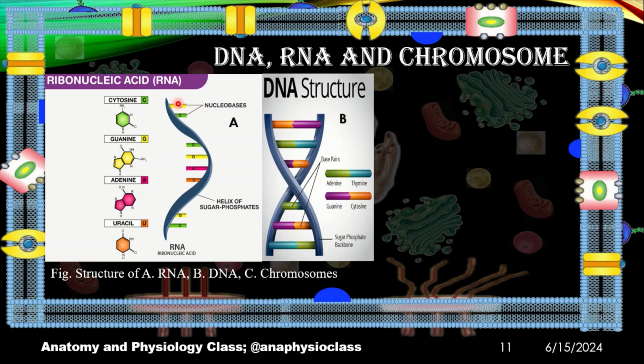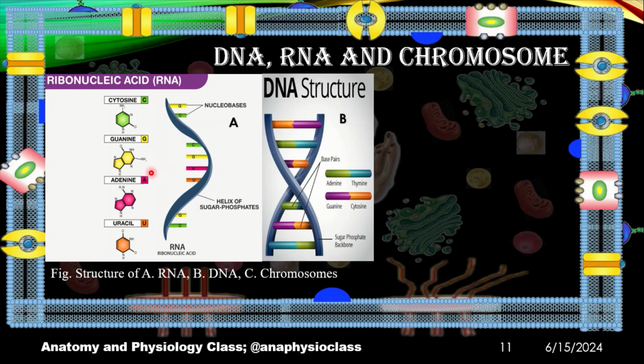So RNA is a nucleic acid that has a single strand and is made up of a single collection of nucleotides. Here are the nucleotides that are present in RNA. They include adenine, guanine, cytosine, and uracil. These are the nucleotides that are present in RNA.